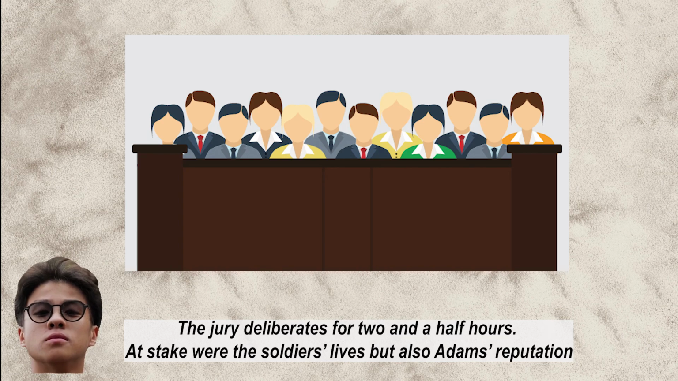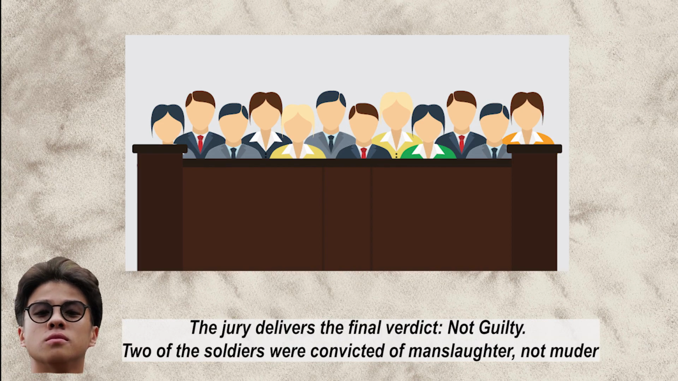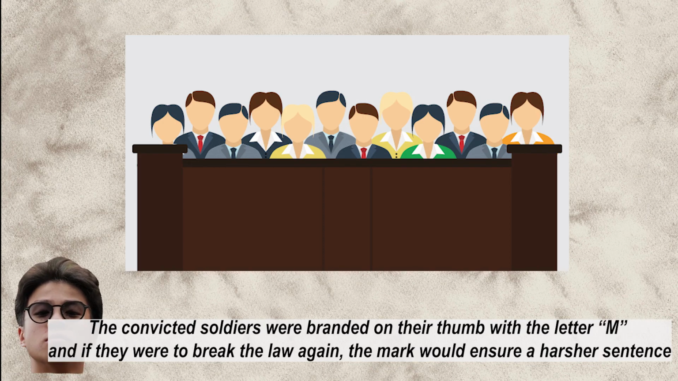The jury then deliberated for 2.5 hours. At stake were the soldiers' lives, but also Adams' reputation. The jury delivered the final verdict: not guilty. Two of the soldiers were convicted of manslaughter, not murder. The convicted soldiers were branded on their thumb with the letter M, and if they were to break the law again, the mark would ensure a harsher sentence.